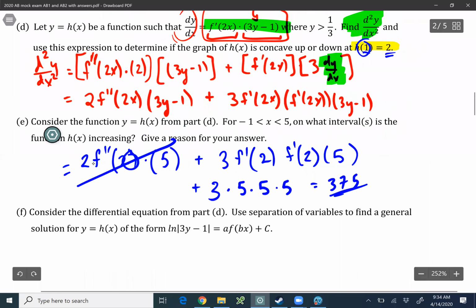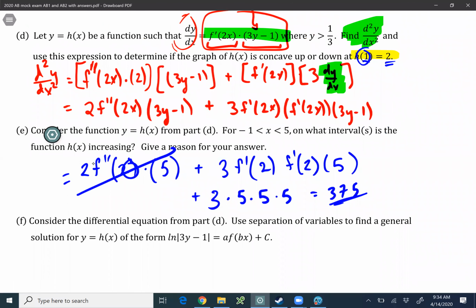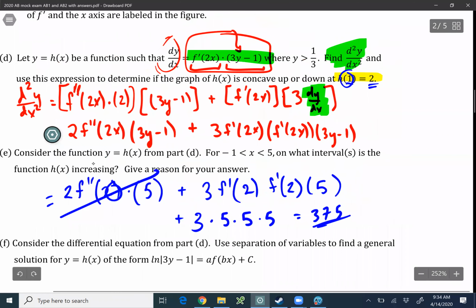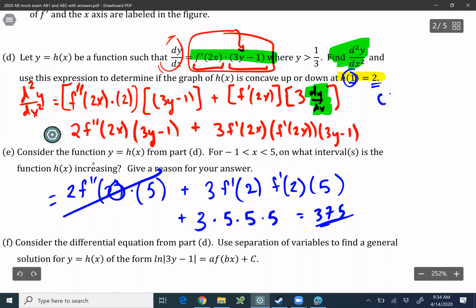Now we're still not done, because they said use that to figure out, is it concave up or concave down? We're going to say concave up, because d squared y dx squared at 1, 2, you don't have to write it like that, was equal to 375, which is greater than 0, or positive.